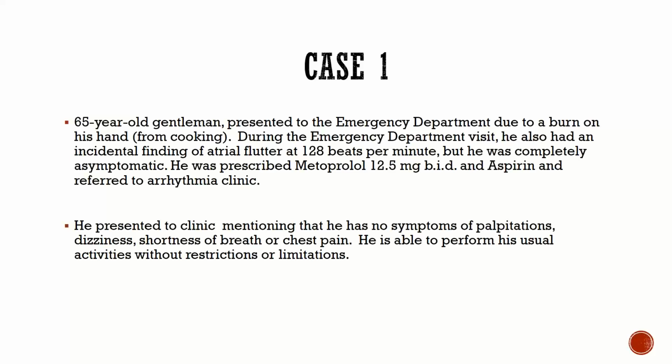So this is a 65-year-old gentleman who presented to the emergency department due to a burn on his hand from cooking. During the emergency department visit, he also had an incidental finding of atrial flutter at a rate of 120 beats per minute, but he was completely asymptomatic. He was prescribed metoprolol 12.5 milligram BID and aspirin, and he was referred to the arrhythmia clinic. He presented to the clinic mentioning that he had no symptoms of palpitation, dizziness, shortness of breath, or chest pain. He's able to perform his usual activities without restriction or limitation.